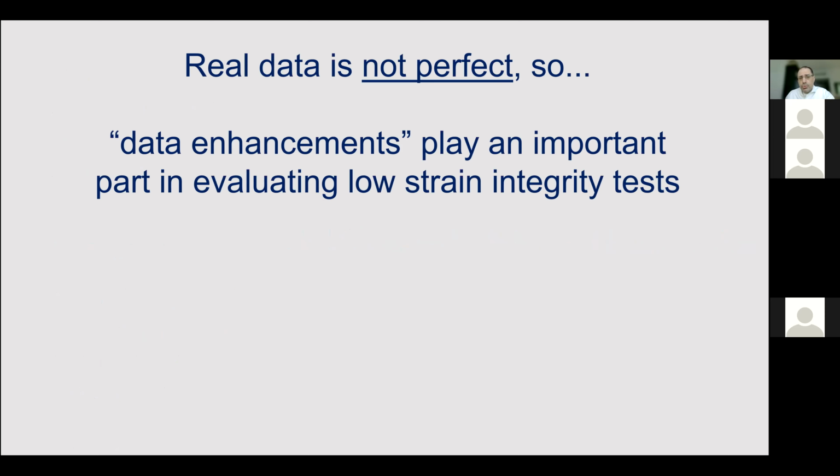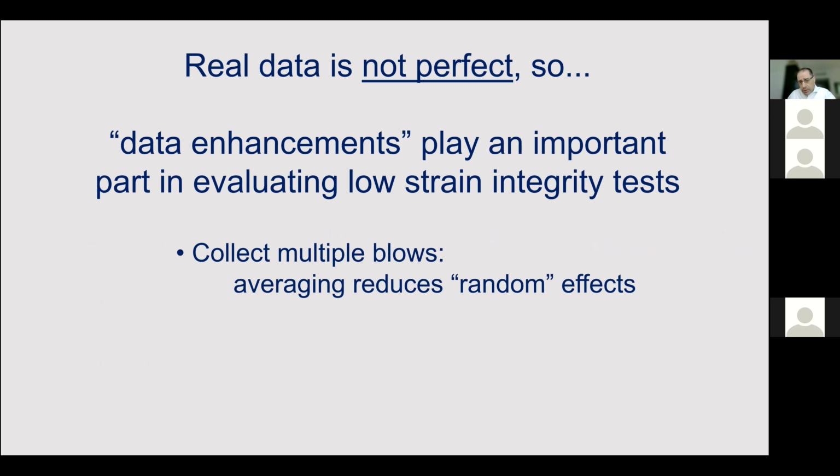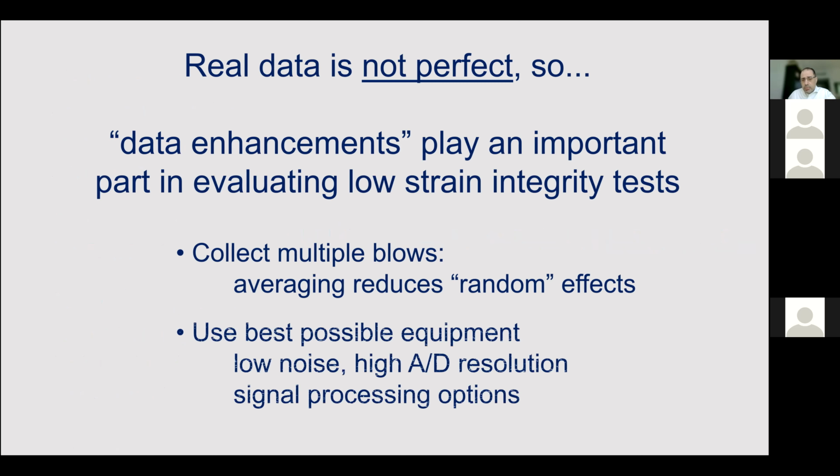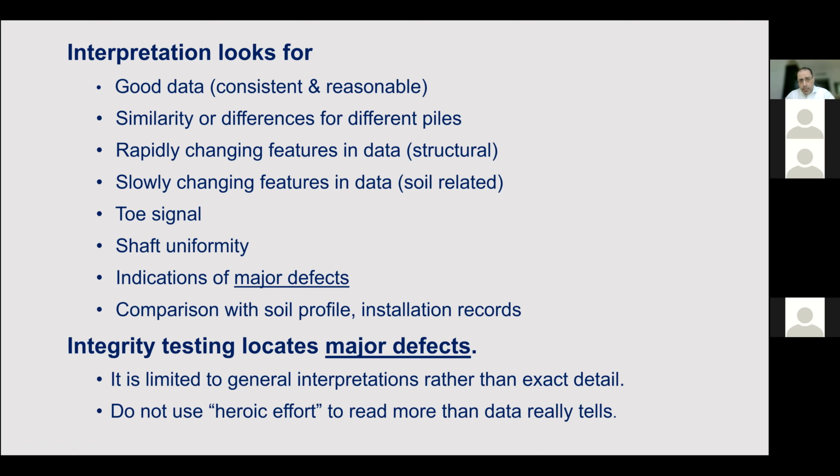So in the real data collection in the field, you always need to take as much good information as you can, because that's the information you're going to be using later to make the interpretation. So you need to collect multiple blows, since averaging reduces random effects, and you use the best possible equipment, with low noise, analog to digital resolution and signal processing options. So in the end, the interpretation looks for good, consistent and reasonable data, and similarities or differences between different piles, so you can evaluate if there's something different.